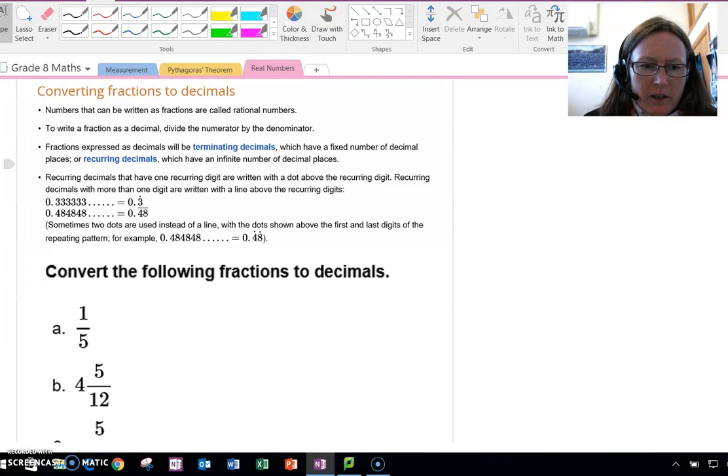Okay, let us look now at how we convert fractions to decimals. And then we can look at the end whether they're terminating or recurring decimals. So I've got some examples here.